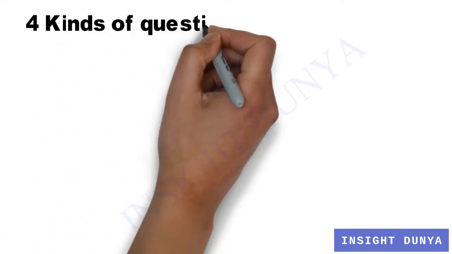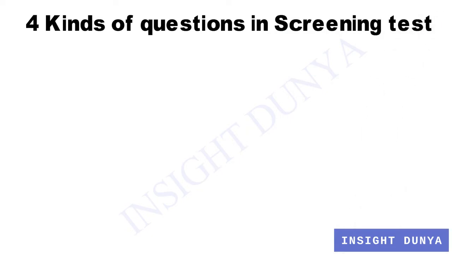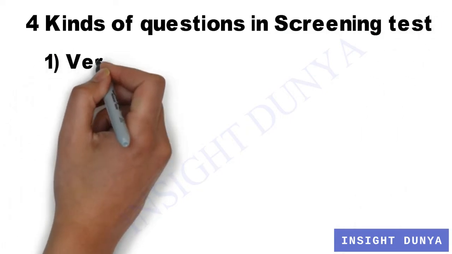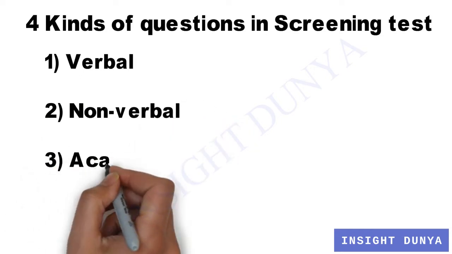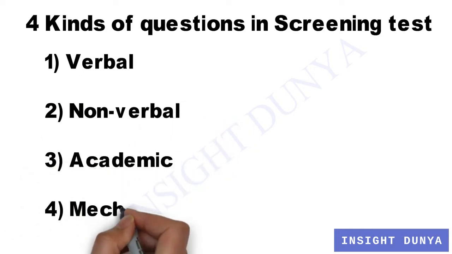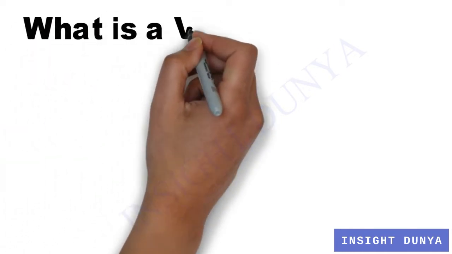Kinds of questions in screening test. You will face 4 kinds of questions in screening test. These are verbal, non-verbal, academic, and mechanical. We will learn in detail about all these 4 kinds of questions, but in this video we learn only verbal questions. What is a verbal question?